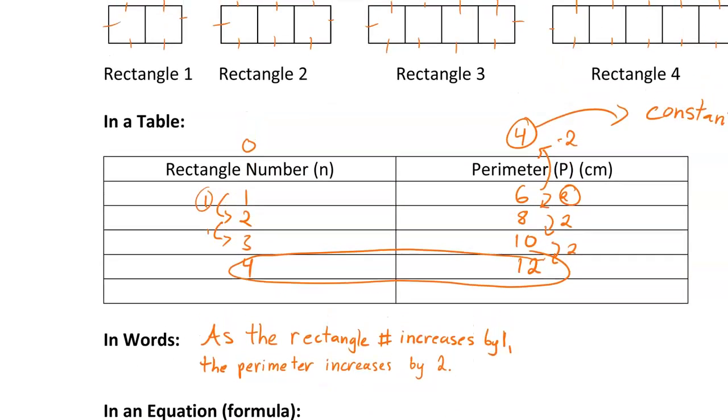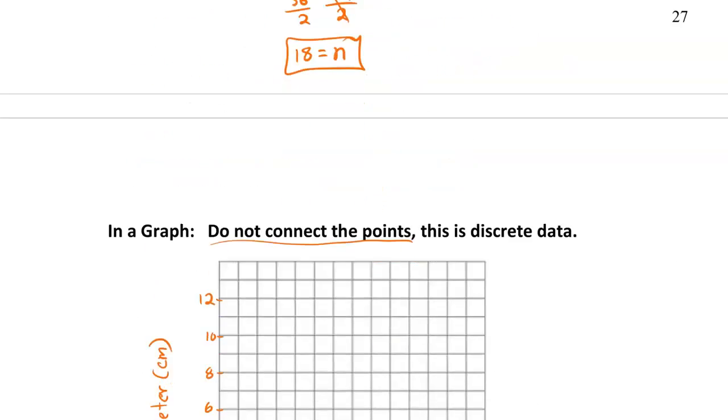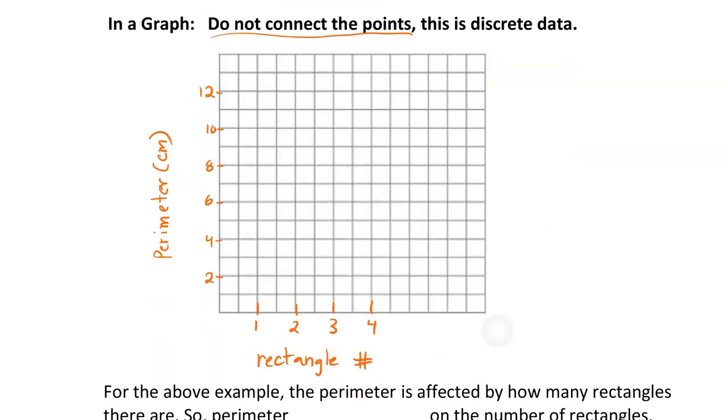So when we looked at rectangle number 1, we had a perimeter of 6. That's where our first point goes. When we had rectangle 2, it had a perimeter of 8. When we had rectangle 3, perimeter of 10, and 4 was 12. Now remember, we are not connecting these dots. So this is where you would stop for this.